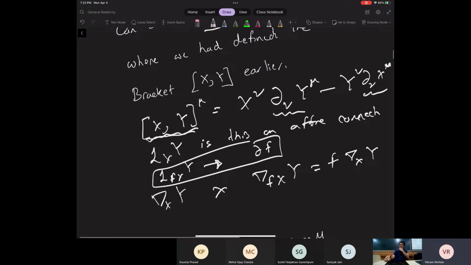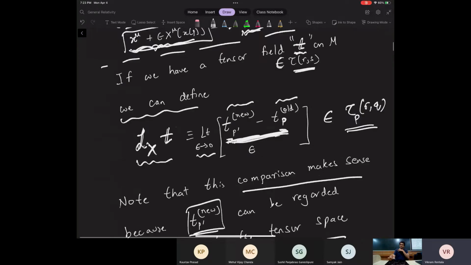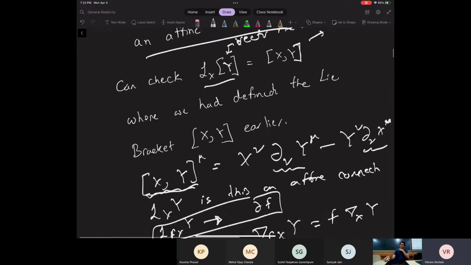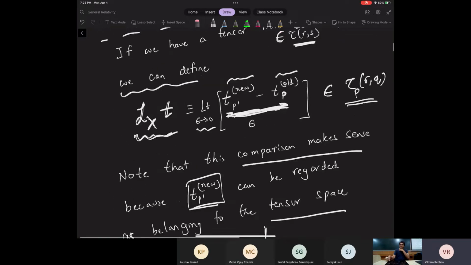Again, I'm not going to spend a lot of time on these details. I'll just come to the point about how this Lie derivative connects to Killing vectors. Now this Lie derivative can be defined for any tensor. So given a vector field and given a tensor, I can define this Lie derivative, and you can work out in components what it is with this definition.